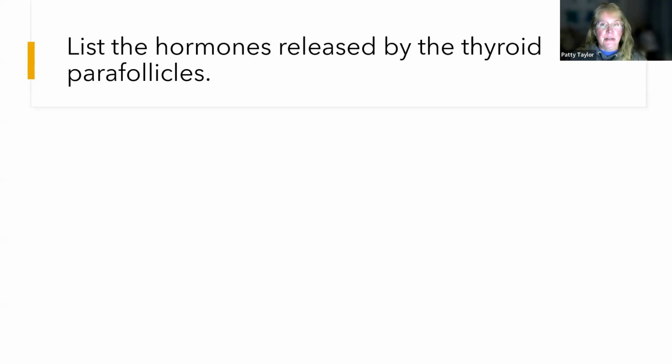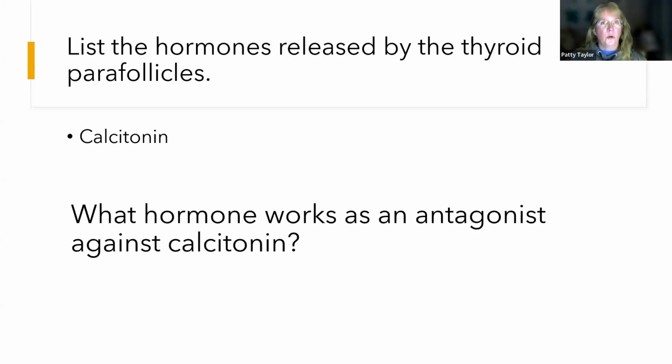So just an opportunity here for you to think about what we've discussed. So the hormone released by the thyroid parafollicle is actually only one. It's calcitonin. So what hormone works against the actions of calcitonin? That's right, it's PTH. So PTH and calcitonin are antagonistic. They do opposite jobs in maintaining normal blood calcium levels.